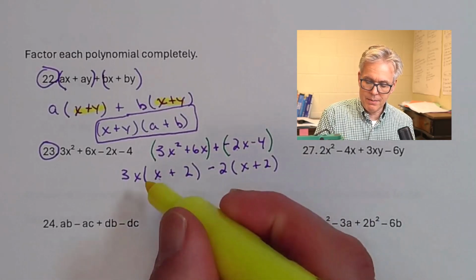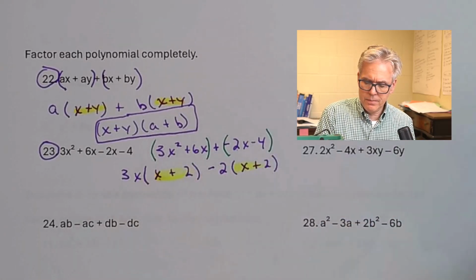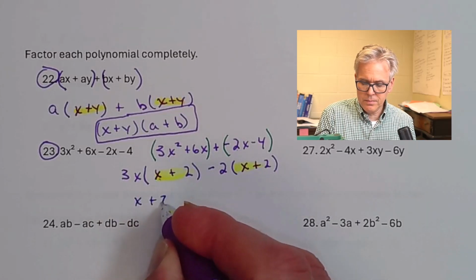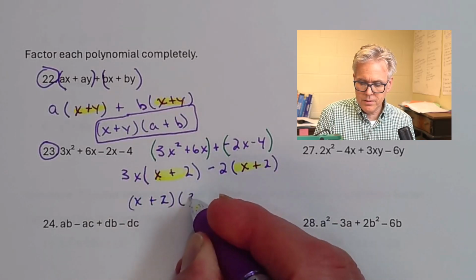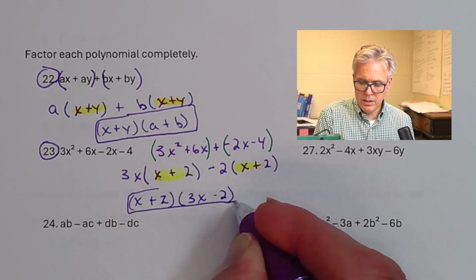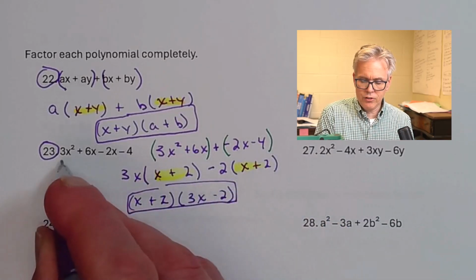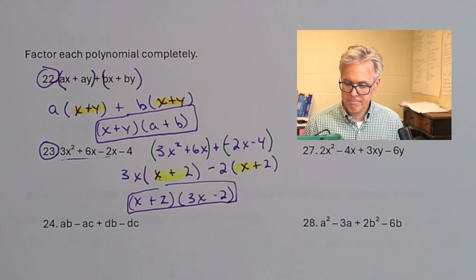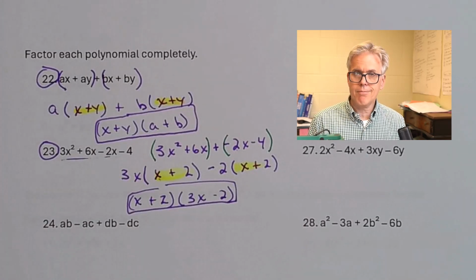And again, I've got my common factor of x plus 2. And I can pull that out. So x plus 2. And what am I left with? 3x minus 2. So if I were to FOIL this back out, I should get my original expression. Definitely recommend checking these when you can. All right, well, I hope that helps.